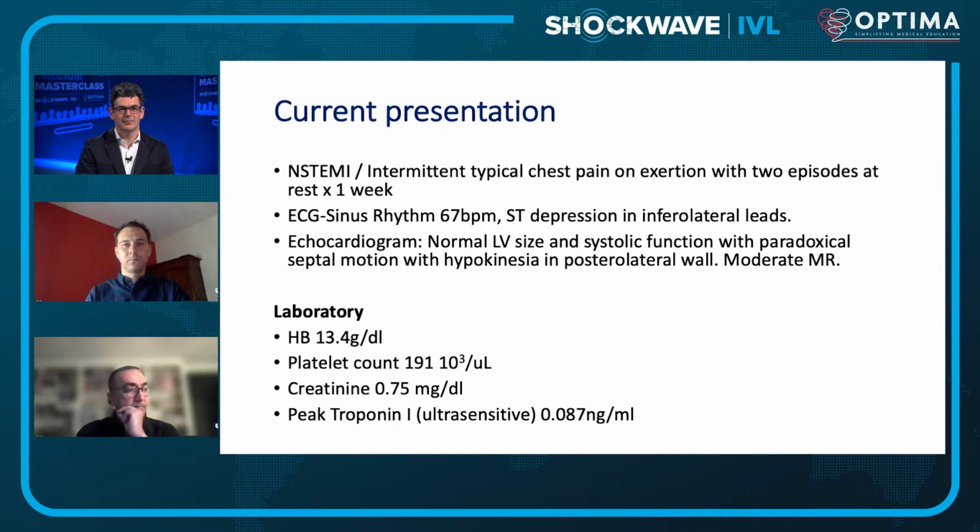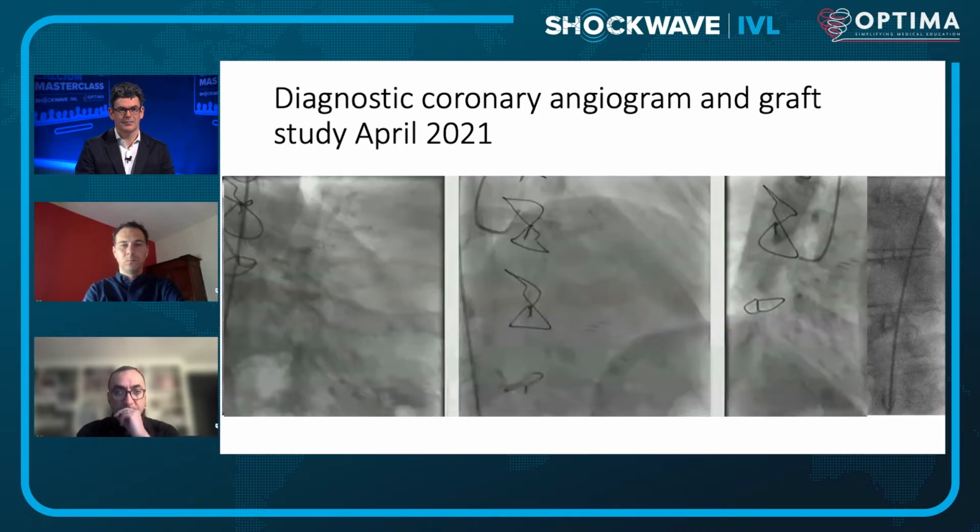This current presentation was precipitated by a week of intermittent typical chest pain, predominantly on exertion, with two episodes at rest. His ECG demonstrated sinus rhythm with ST depression in his inferolateral leads. His repeat echocardiogram showed normal LV size and systolic function with paradoxical septal motion and hypokinesia in the posterolateral wall with moderate mitral regurgitation. In terms of his laboratory investigations, he has a normal hemoglobin, platelet count, and creatinine. And he had a mild elevation of his troponin I, which was an ultra-sensitive assay.